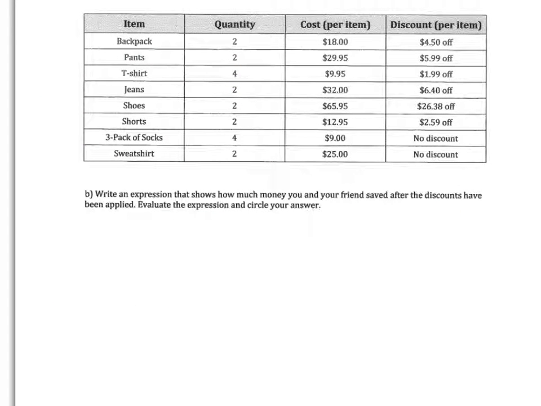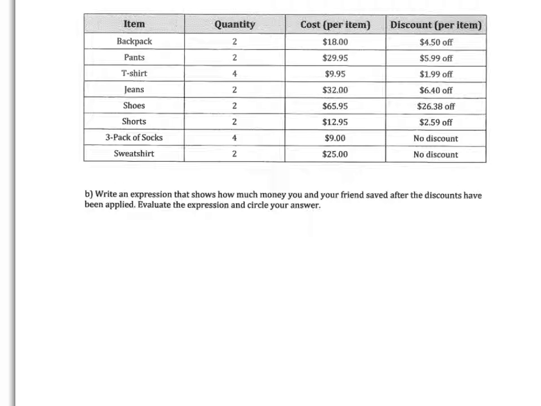All right, so this part B says, write an expression that shows how much money you and your friend saved after the discounts have been applied. Evaluate the expression and circle your answer. So, two parts to this problem. The first part involves solving part A and knowing how much money you ended up spending. The second part of this says how much you saved after discounts have been applied.